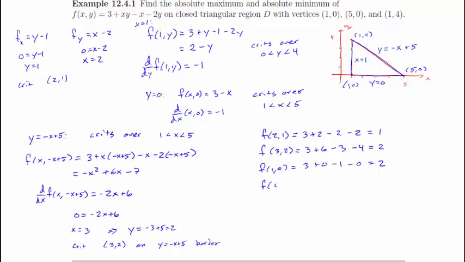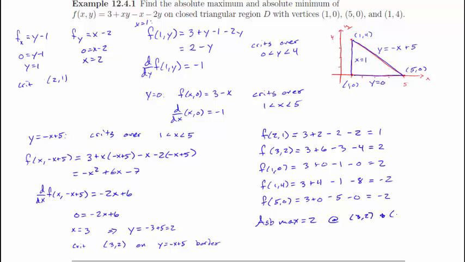And then I'll plug in f of 1 comma 4. So here I've got 3 plus 4 minus 1 minus 8. And so I get 7, 6, negative 2. So last corner, f of 5 comma 0. This is going to equal 3 plus 0 minus 5 minus 0 equals negative 2 again. So we have an absolute max of 2 at 3, 2 and 1, 0. So both at this point, 3, 2 is right here.